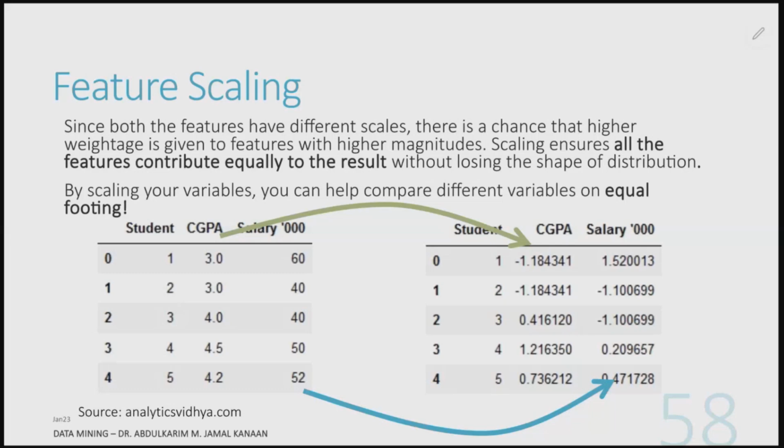So in order to solve this problem, we apply what's called feature scaling. Feature scaling is for when you have different scales. There's a chance that higher weightage is given to features with higher magnitude, higher value. Scaling ensures all features contribute equally to the result without losing the shape of the distribution. Now, the shape of the distribution is going to be the same, okay? The only thing that we are changing is their scales, and we make their scales equal so that the algorithms won't be distracted or assume that features with larger value or larger magnitude are more important.